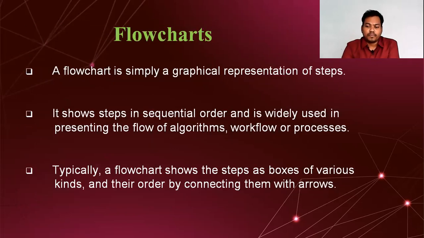Now, flow chart. We have seen what an algorithm is. Now let's talk about flow chart. What is a flow chart? From the term itself, flow chart, how the execution is going, right? A flow chart is simply a graphical representation of steps. In an algorithm, we have written steps, right? And that should be shown through a graphical representation, which is known as a flow chart.